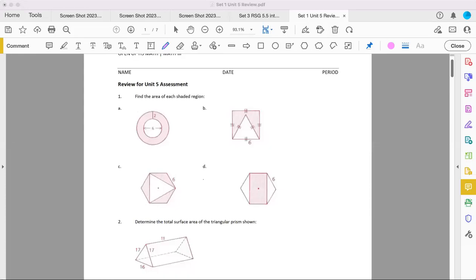I'm gonna talk to as many as I can before I fall asleep. For some of these, I might just give a quick game plan of how you would solve it. And again, this is the review for Unit 5 assessment.